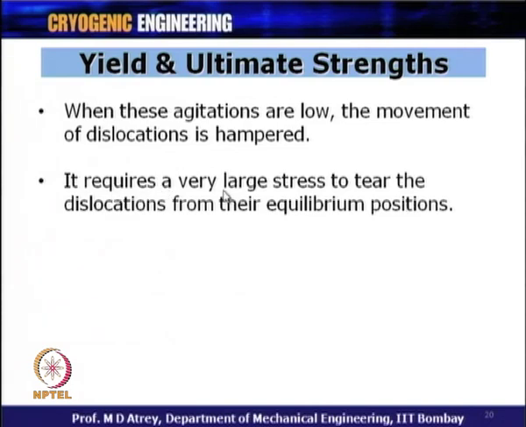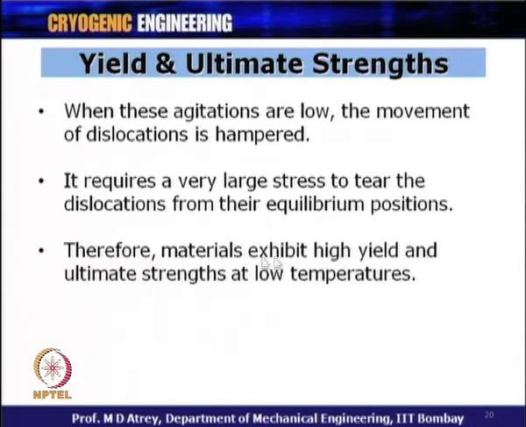If we want to move this dislocation when the lattice vibrations are very low, we will require very large stress to tear these dislocations from their equilibrium position, which means that the material will exhibit high yield and ultimate strength at low temperature. So, the behavior of the material at low temperature in terms of increased yield strength and increased ultimate tensile strength could be understood by this analysis: the lattice vibrations are very, very low at low temperatures, and this hampers the dislocation movement. So, till now we studied the yield strength and ultimate tensile strength variations at low temperature.